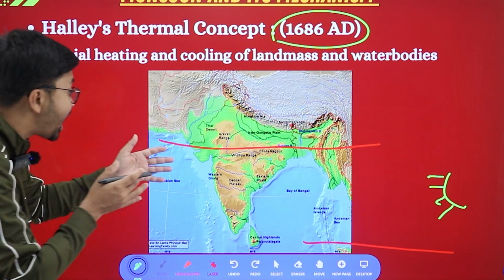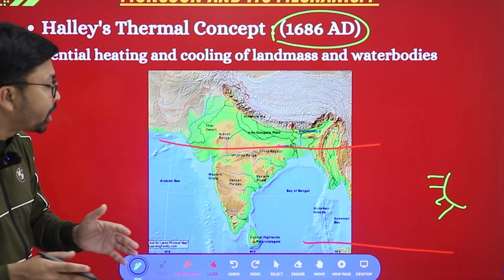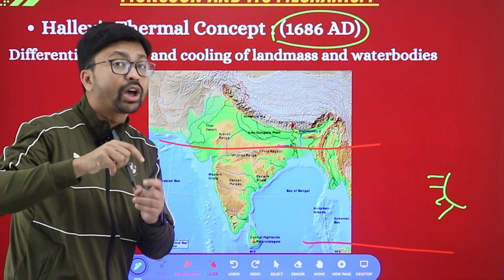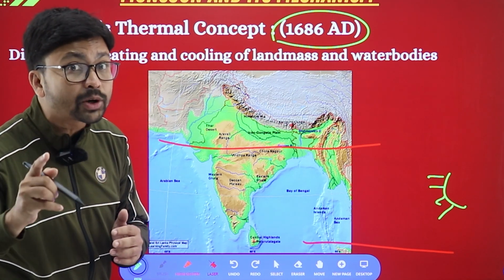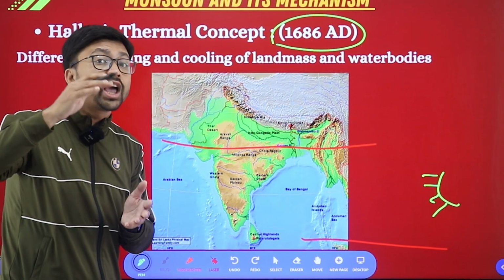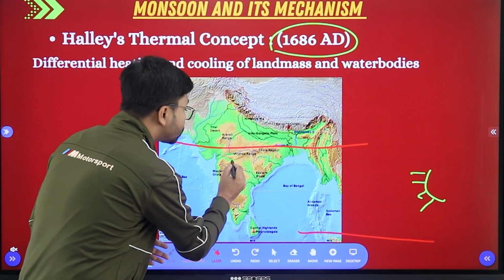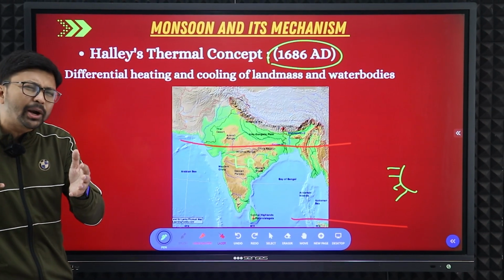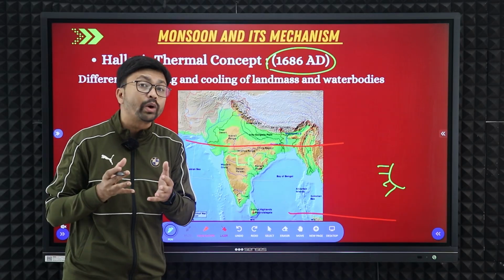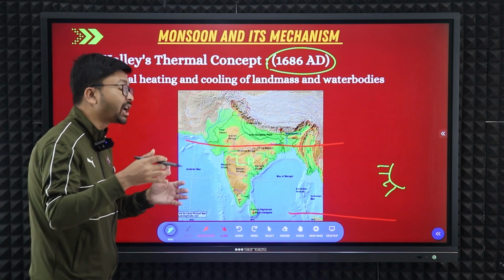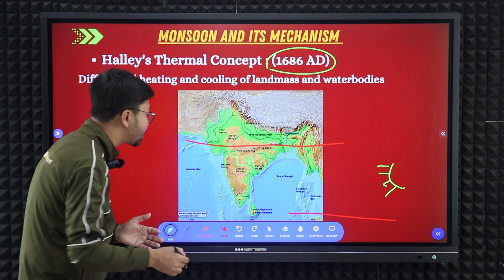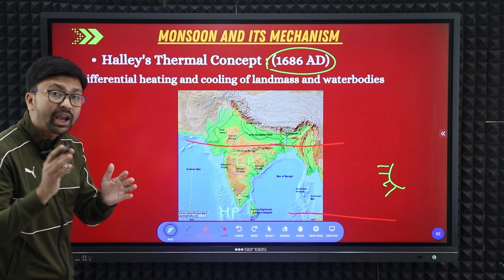Now there are landmass as well as water bodies. Now landmass will receive the temperature quickly, so the temperature will be more. And what is the relation between temperature and atmospheric pressure? When the temperature is more, atmospheric pressure will be low. So here it will be low pressure. On the other hand, water bodies will not be able to receive the temperature so quickly, so there will be less temperature. And when there is less temperature, the relation with atmospheric pressure is opposite. So here it will be high pressure.